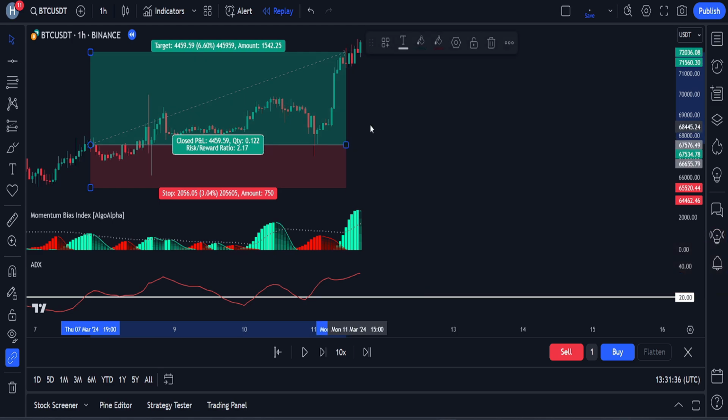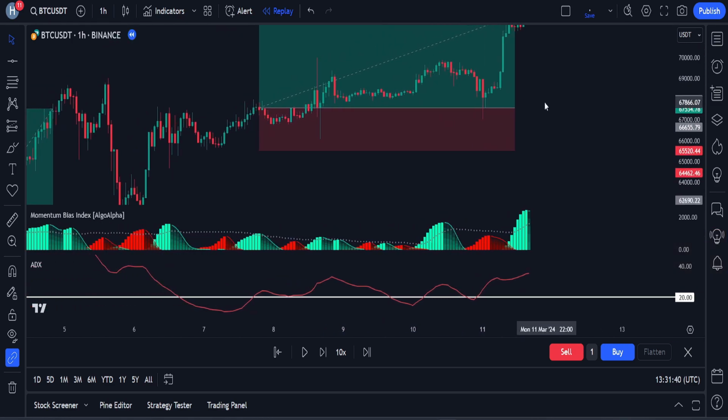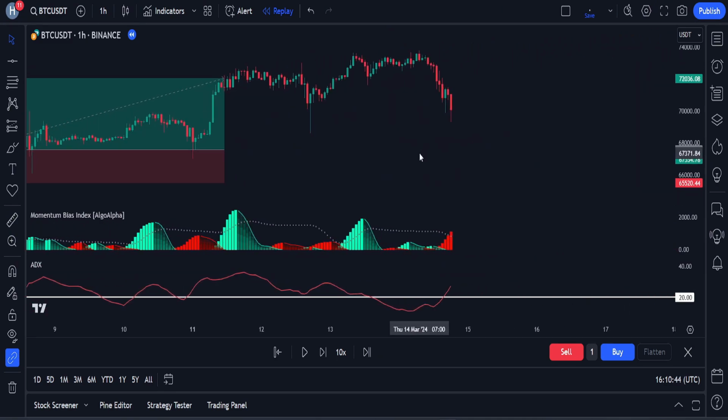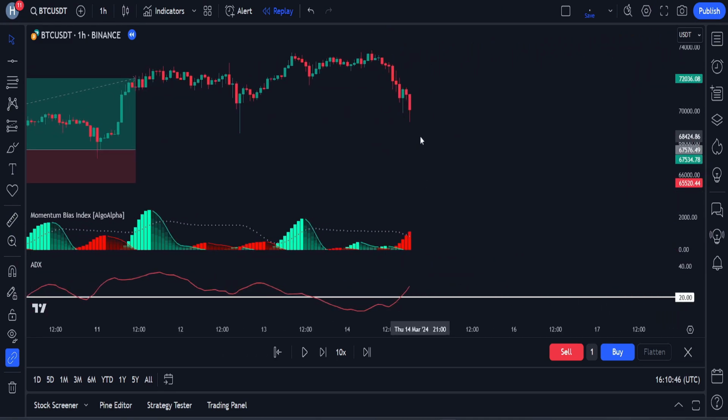Now let's go through the rules for entering a sell trade using this strategy. So the rules for entering a sell trade are exactly opposite to the rules for opening a buy trade. For a sell trade, the red-colored ADX line should cross above the white horizontal level. This indicates a trending market.